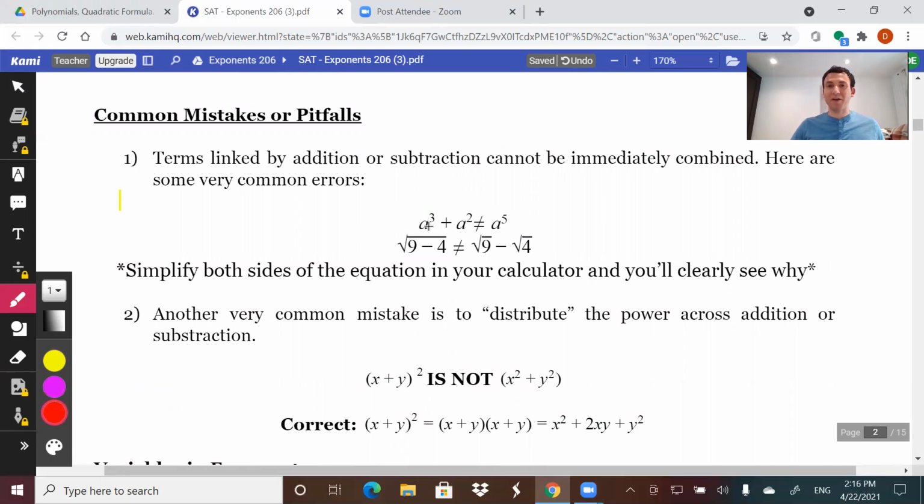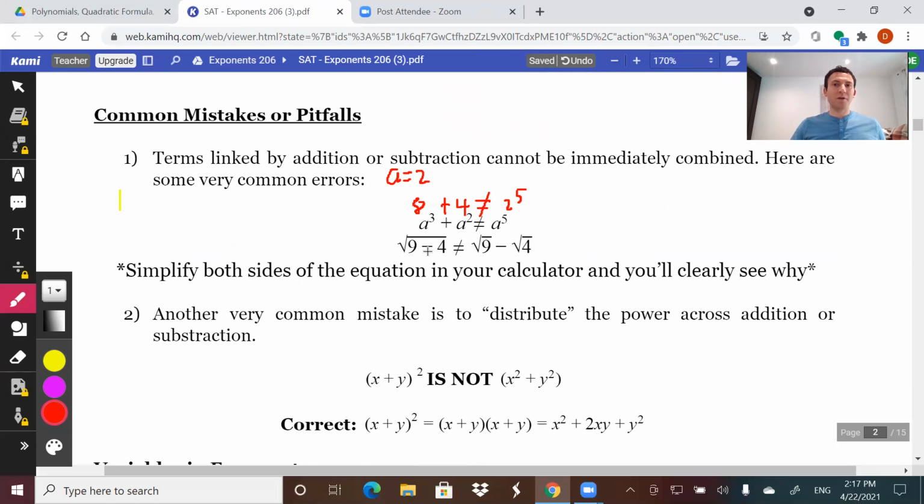If you're curious why that is, plug in a number for a, maybe make a equal 2. A to the third is 8. A squared is 4. Well, guess what? 2 to the fifth does not equal 12. 2 to the fifth is much higher than 12. 2 to the fifth is 32. So these do not equal one another.